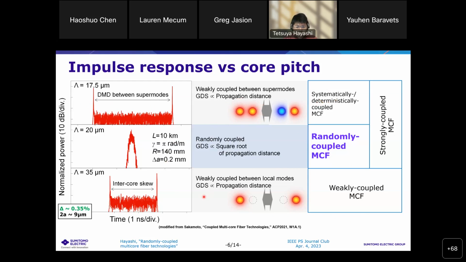And if the cores are distant, the core-to-core coupling becomes very weak, and also, in this regime, the coupling is not sufficient to suppress the modal dependent impairment. So in between these two regimes, there is a randomly coupled regime that can maximize the random coupling between the cores or between the supermodes. And in such a regime, the optical characteristics or transmission characteristics of the coupled multicore fiber become very preferable for long haul transmission.